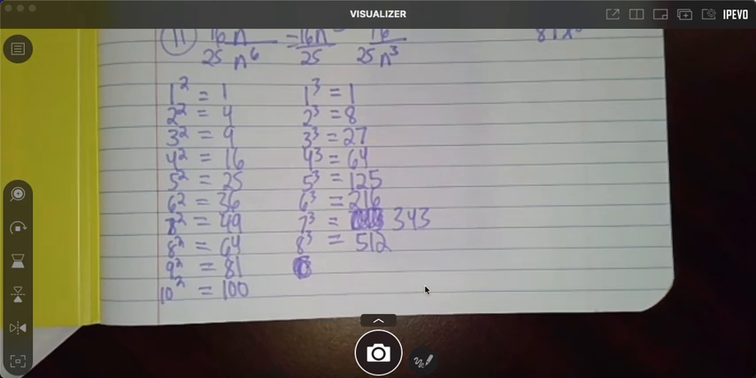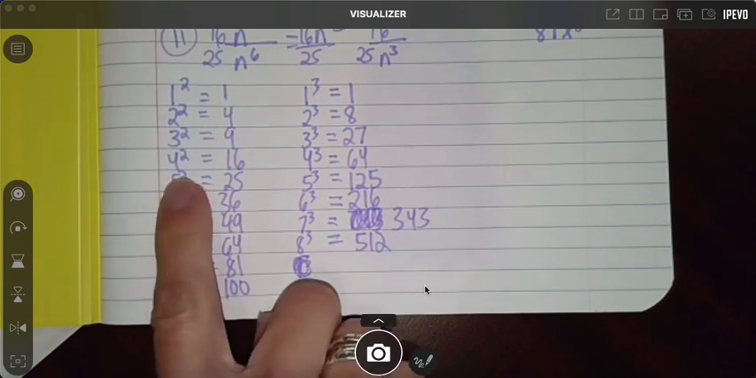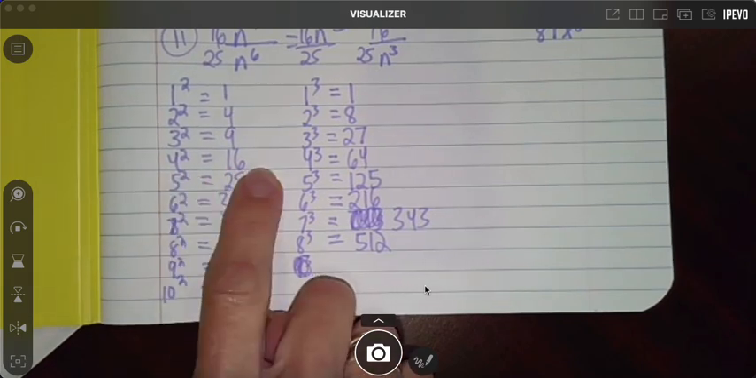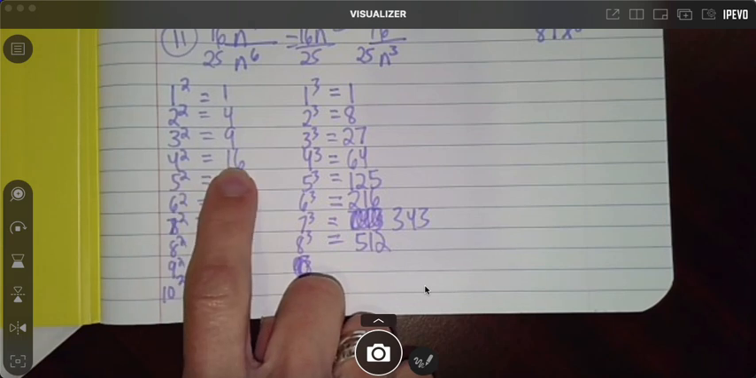Okay, so like in this case, what is the square root of 16? Y'all listen. What's the square root of 16? 4. See how they're opposite? The opposite of squaring something is to square root it.